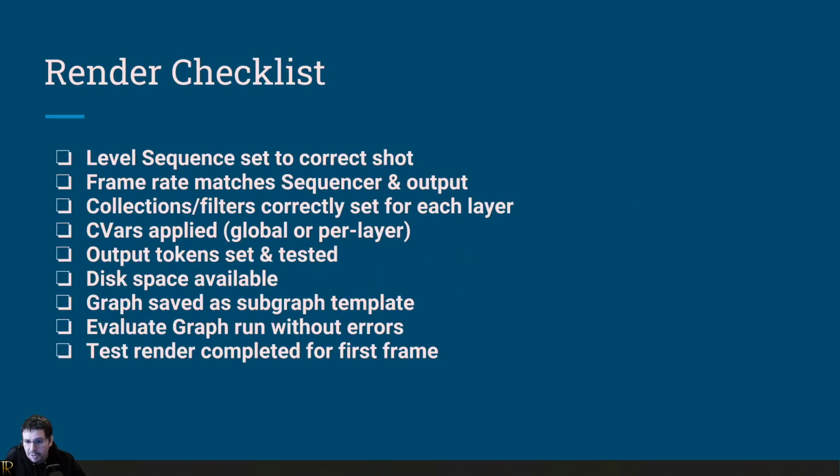I made a little checklist for you. So what I would say is: level sequence set is correct. Lead shot, yes, you can tick that. Next, we have frame rate matches sequencer and output. Collection filters correctly set for each layer. CVars applied, global or per layer. Output token set and tested. Disk space available. Remember, if you're doing EXR, it will take a bit of space. Graph: save a soft graph template. Evaluate graph runs without errors. Test render completed with first frame.